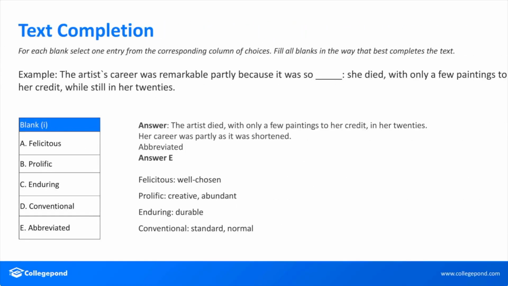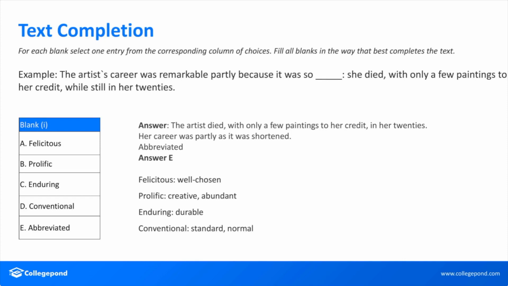Let's do a text completion. You have to choose 1 out of the 5 answers. The question is in front of you. The artist's career was partly remarkable because it was so dash. She died with only a few paintings to her credit while still in her 20s.